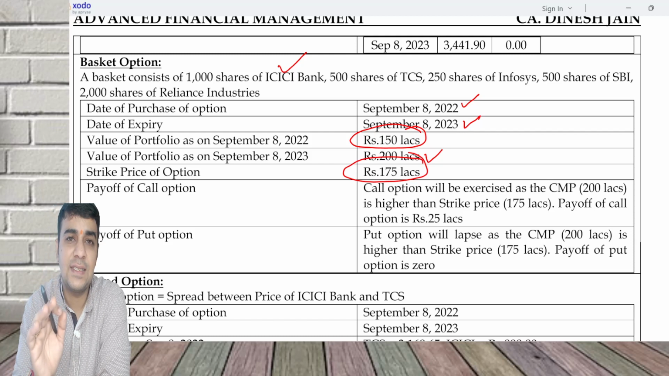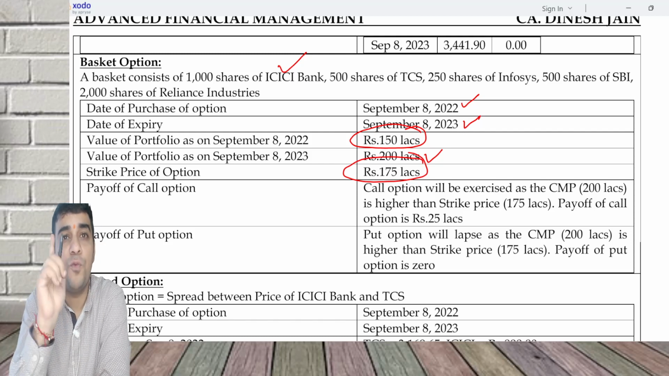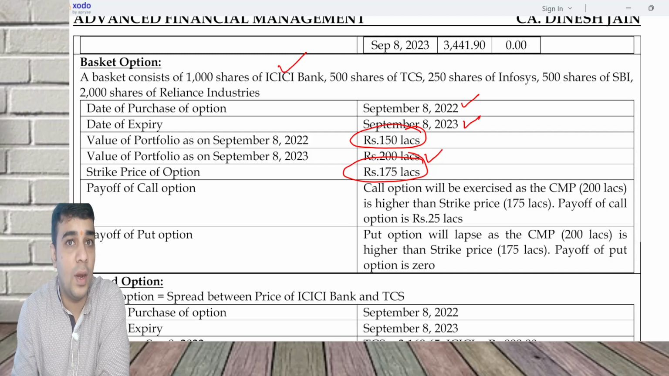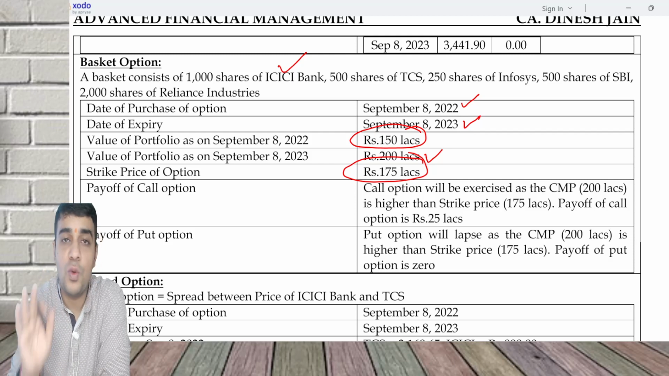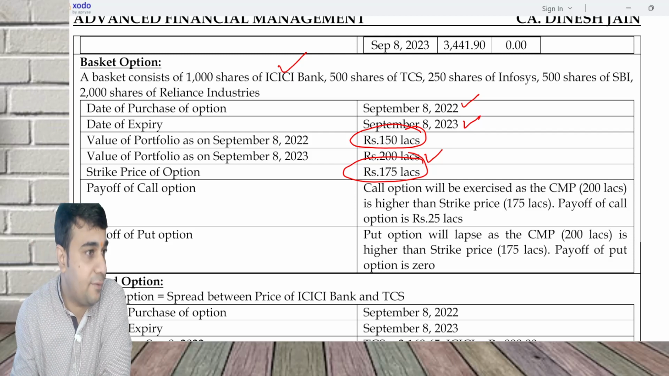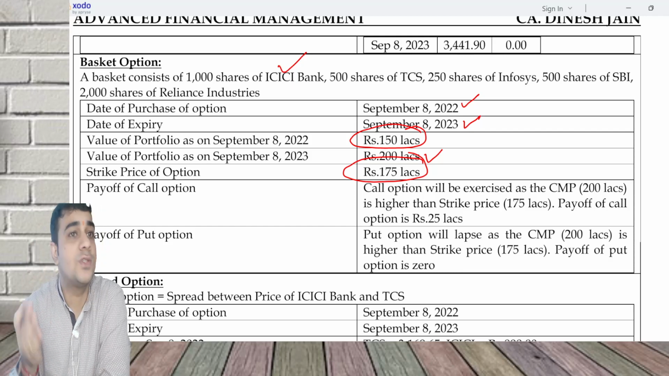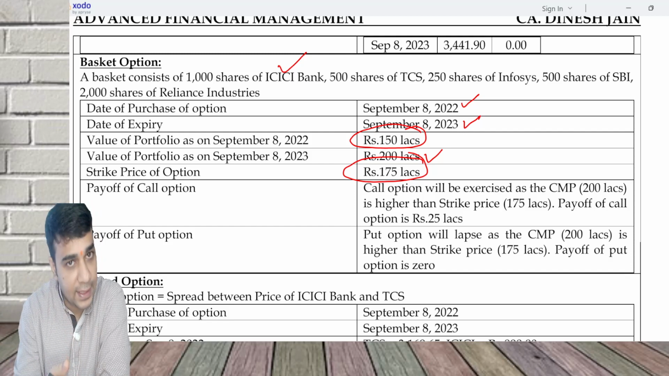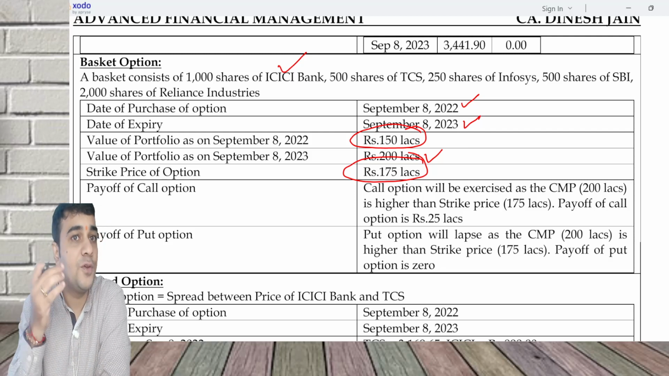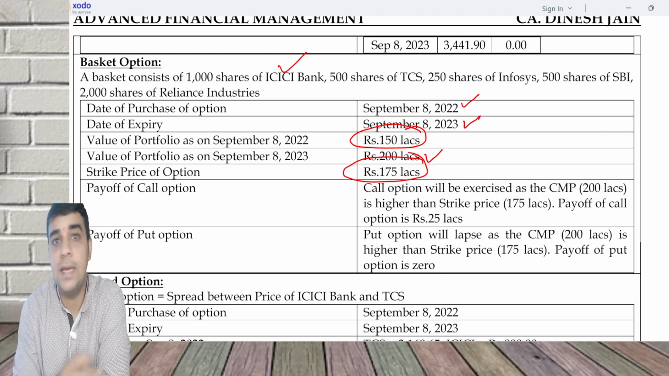Now you can understand that the price of one share, or one basket, in the practical world today is 200 lakh. Your exercise price is 175 lakh. The question is, do you want to buy at 175 lakh when the price in the market is 200 lakh? If you say yes, it will get exercised and there will be a payoff. If you say no, it will not be exercised and there will not be any payoff.